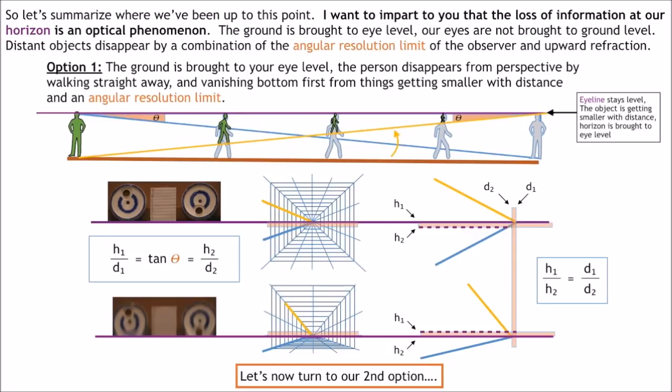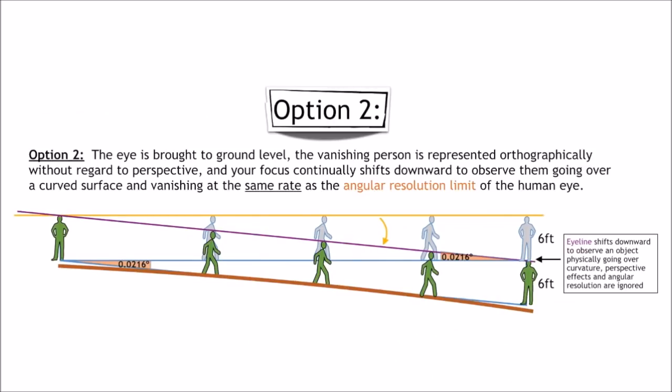And here are some of the examples that we've gone through to this point. We have our lid disappearing into the floor. We have some calculations that we can use to determine our horizon distance and or loss rate with height change. Let's now turn to our second option. So option 2 was that the eye is brought to ground level. The vanishing person is represented orthographically without regard to perspective, and your focus continually shifts downward to observe them going over a curved surface and vanishing at the same rate.